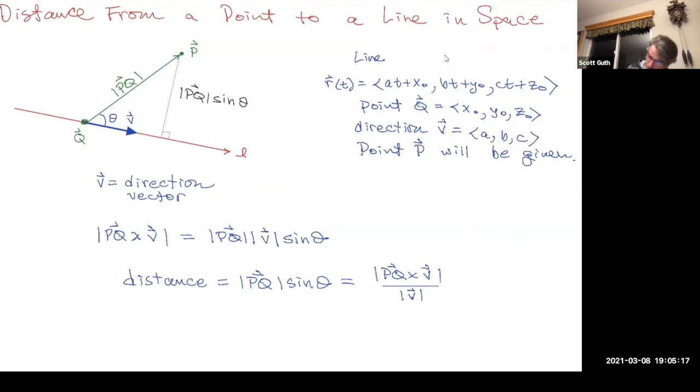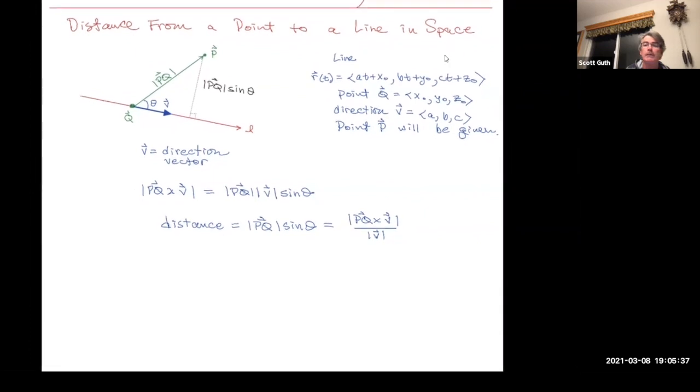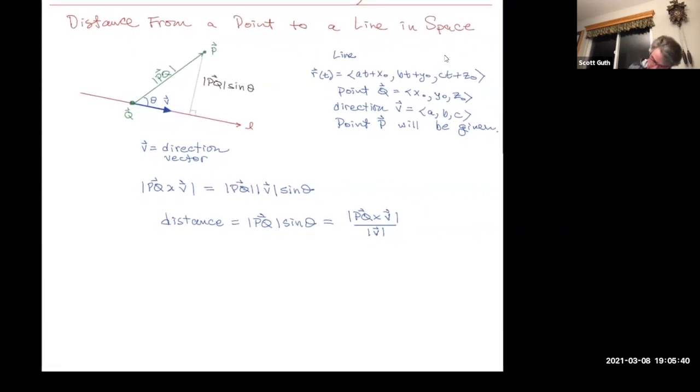Okay, now I'm just going to pause for a second. Does anybody have any questions about this? So maybe let's do a problem real quick. So I'm going to shrink that down a bit, squeeze it in. Okay, so let's say the line is r of t equals, let's just do 2 plus 3t, t minus 1, and negative t plus 1.